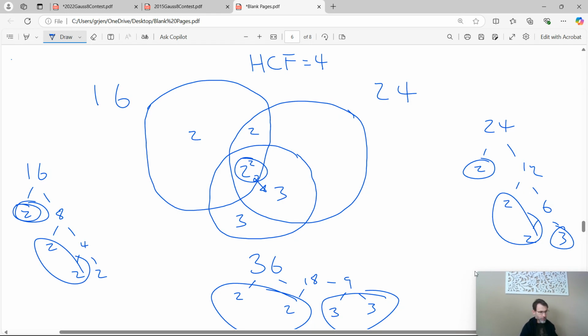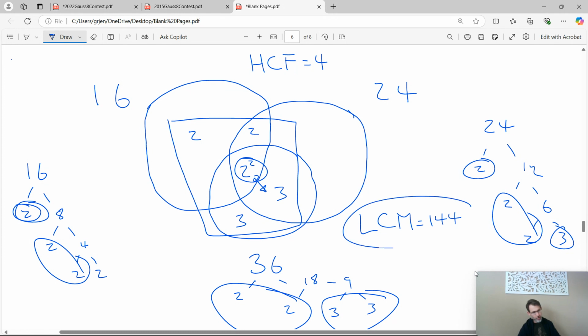What's the lowest common multiple? Well, it'll be all this multiplied together. So 2 times 2 times 2 squared times 3 times 3, which happens to be 144. So this is how we do these types of problems. Okay? And how do I do the lowest common multiple here? 2 times 2 is 4, times 2 squared is 16, times 3 is 48, times 3 is 144. Okay, so that's how this method works.